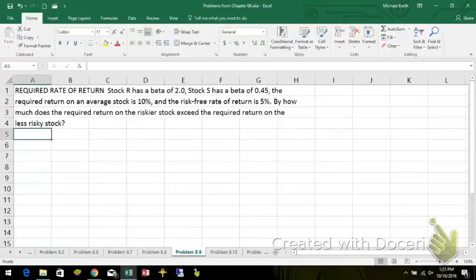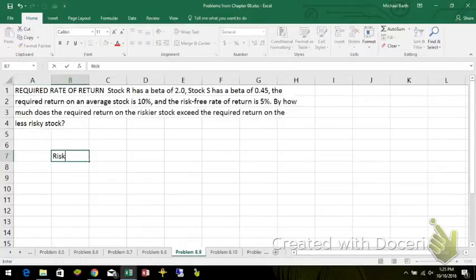This is problem 8.9 from Brigham and Houston, Fundamentals of Financial Management, Concise 9th edition. We've got stock R with a beta of 2 and stock S with a beta of 0.45, and then some information about the required return on the average share of stock and the risk-free rate.